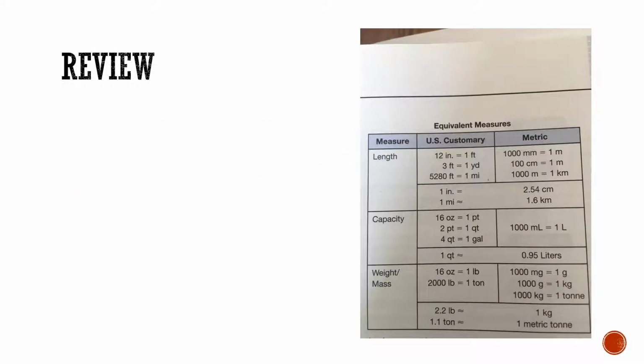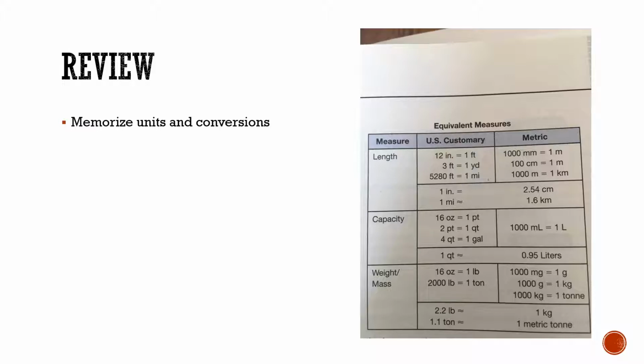Some review from our last video. Here are your U.S. customary and metric measures. We talked about them in the last lesson. That's also available in your book in Lesson 6, so if you need to ever take a peek at it, that's where you can find it. You should do your best to memorize those units and conversions.